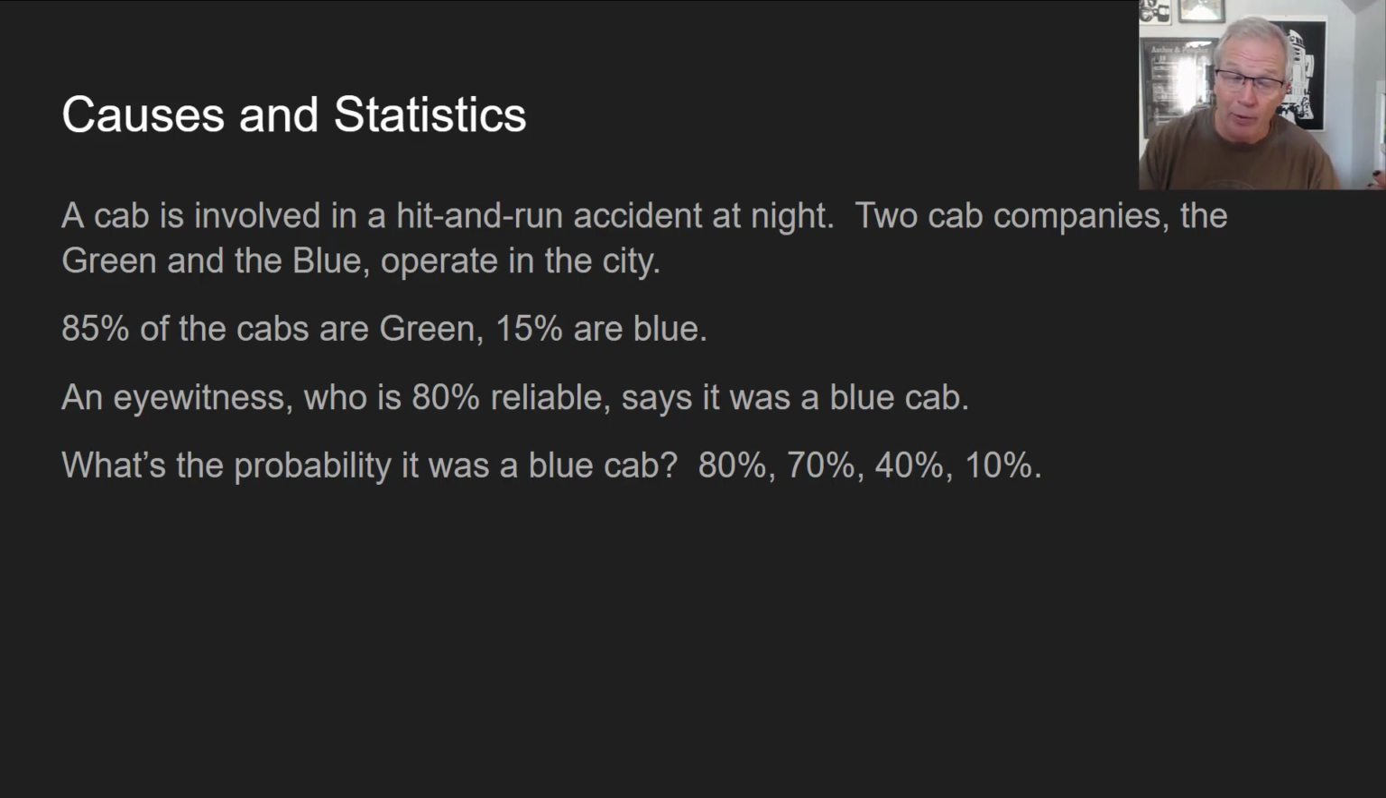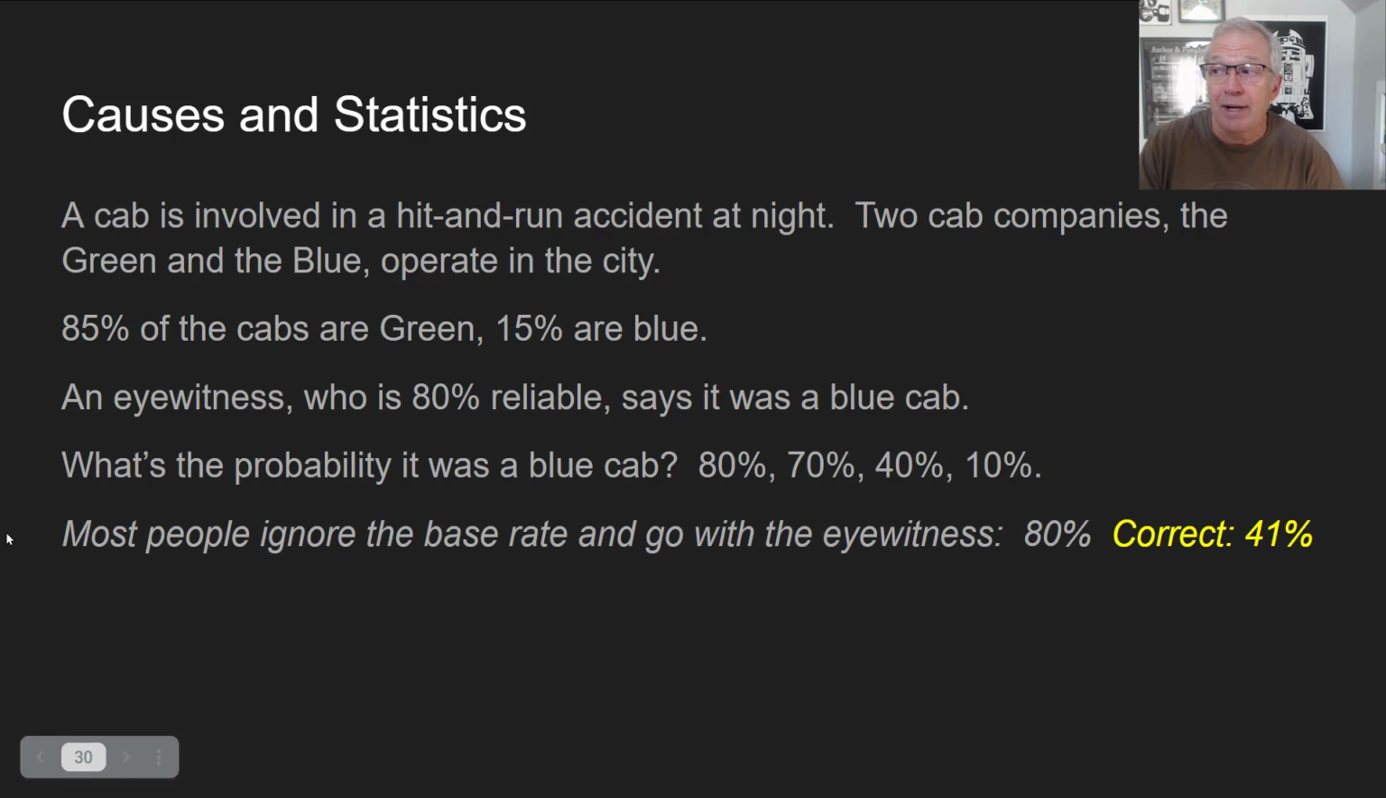So we tend to go with the eyewitness for a bunch of reasons here, and we tend to inflate or elevate this situation. The way this problem is described increases our estimation that the cab was actually blue, when in fact you have to use Bayes' theorem to get the right answer, and the correct answer is actually 41%. Most people ignore the base rate and go with the eyewitness, and they'll say something around 80%. That is, they tend to disregard the base rate and just go with however good or however confident the eyewitness is, we just settle with that.